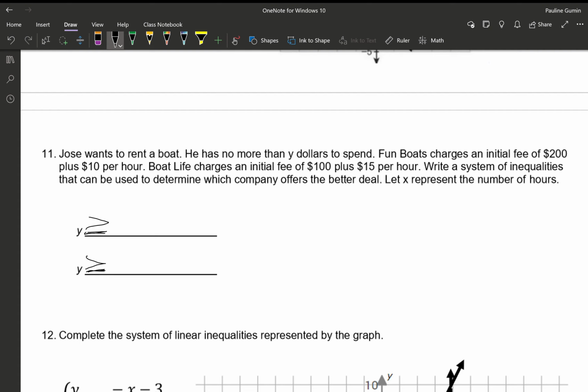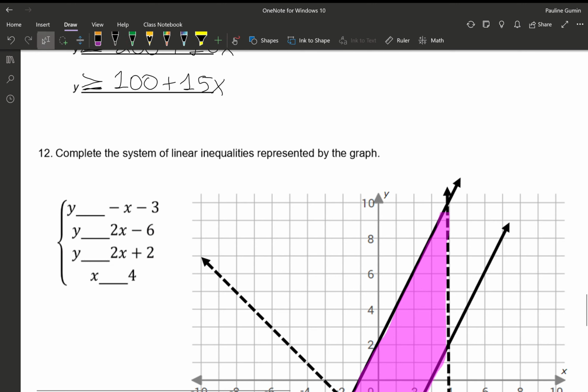All right, Fun Boats. Fun Boats charges $10 an hour. So no matter what, with Fun Boats you need to pay $200 plus $10 an hour. Boat Life, you have to pay $100, and then you pay $15 for each hour you spend using the boat. Okay, we're not solving, we're just writing. So on to our last problem, number 12.